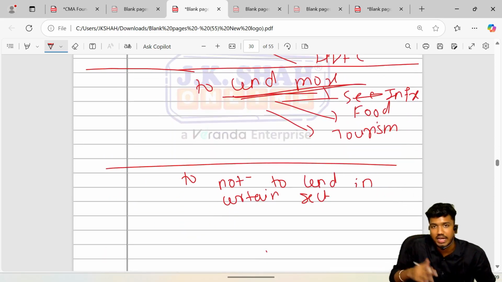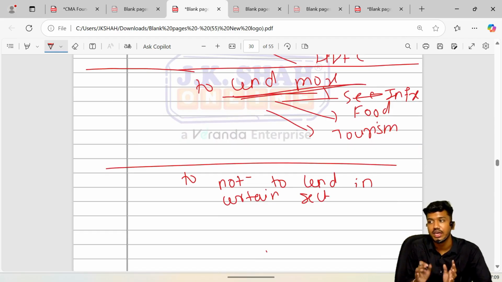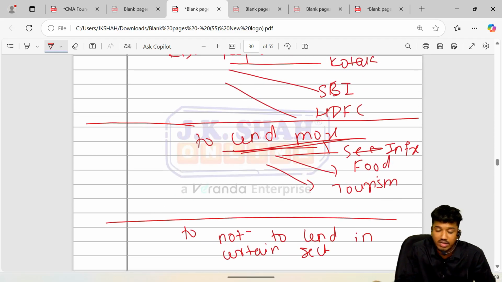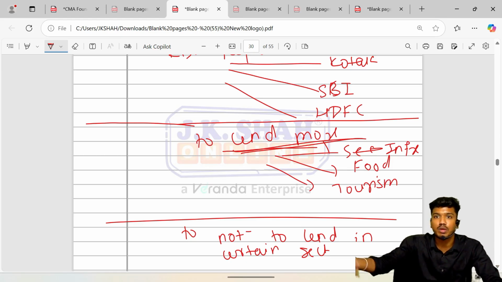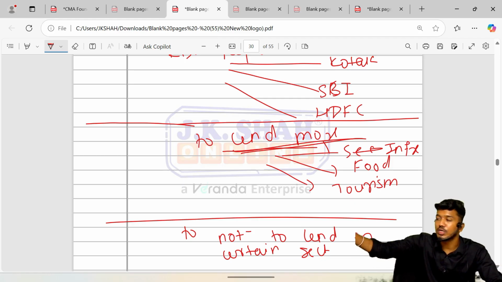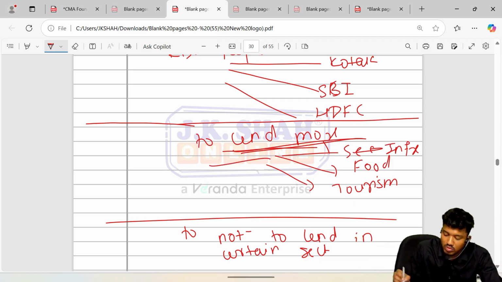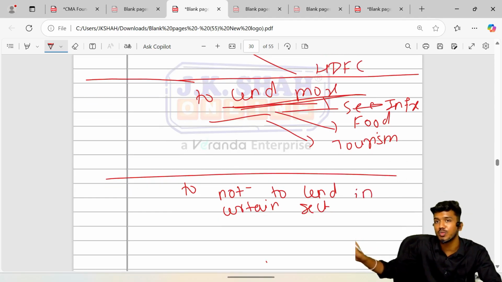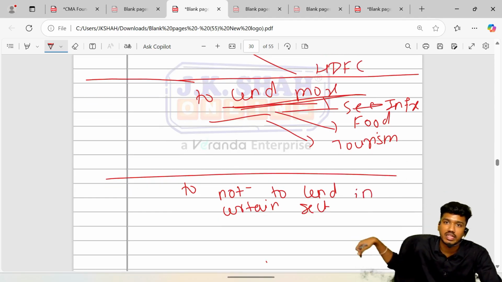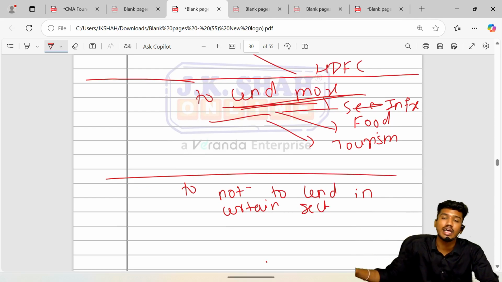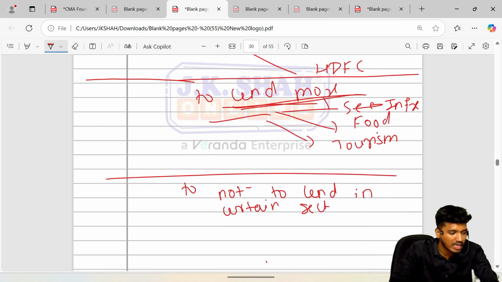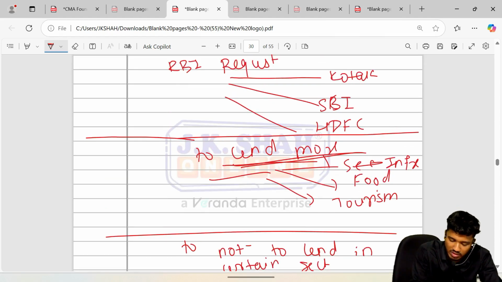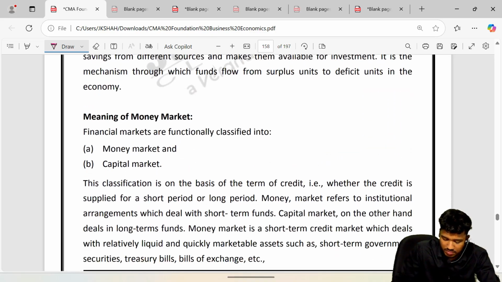So that is moral suasion. If the central bank of India, that is the RBI, wants more money to be given to a certain area, it will request banks to lend more, and if it does not want money supply going to certain areas, it will request them not to lend to certain sectors. So that was moral suasion.